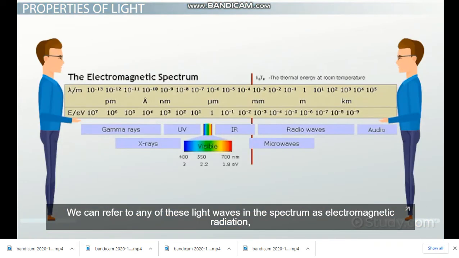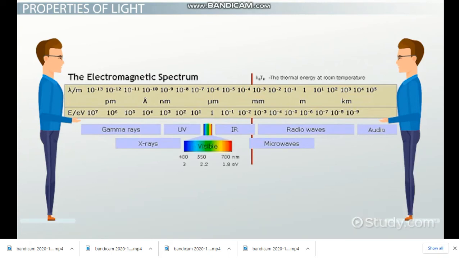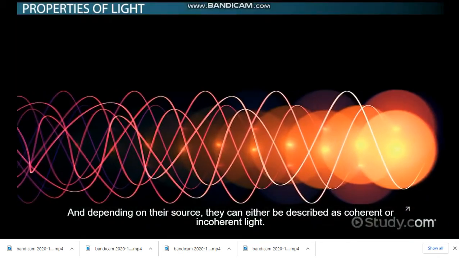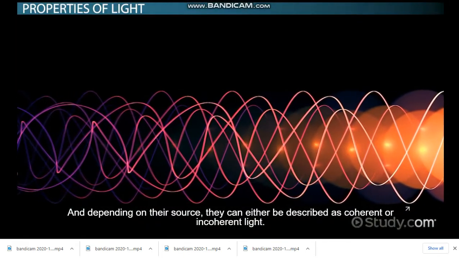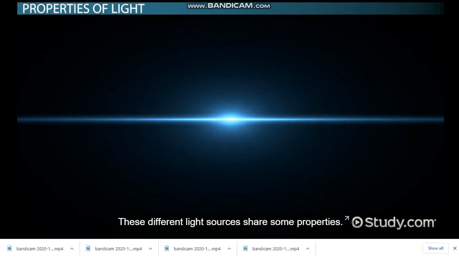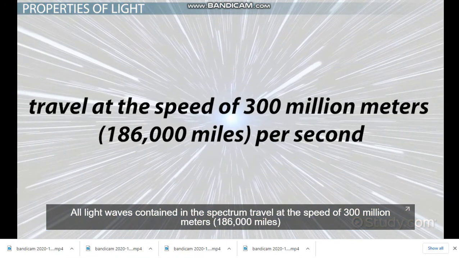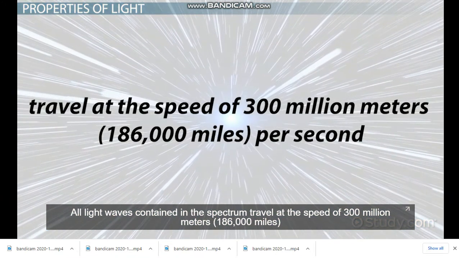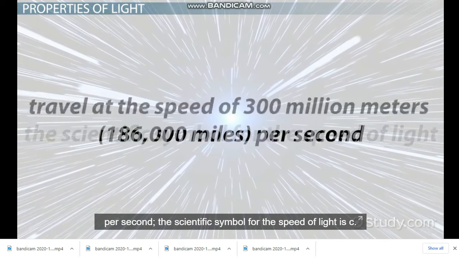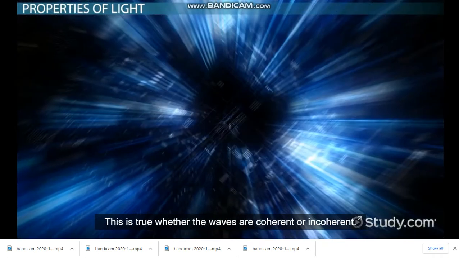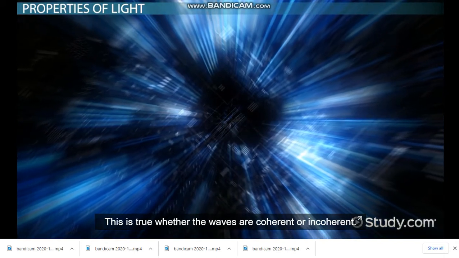We can refer to any of these light waves in the spectrum as electromagnetic radiation, or energy emanating from a certain point in space, and depending on their source, they can either be described as coherent or incoherent light. These different light sources share some properties. All light waves contained in the spectrum travel at the speed of 300 million meters, or 186,000 miles per second. The scientific symbol for the speed of light is c. This is true whether the waves are coherent or incoherent.